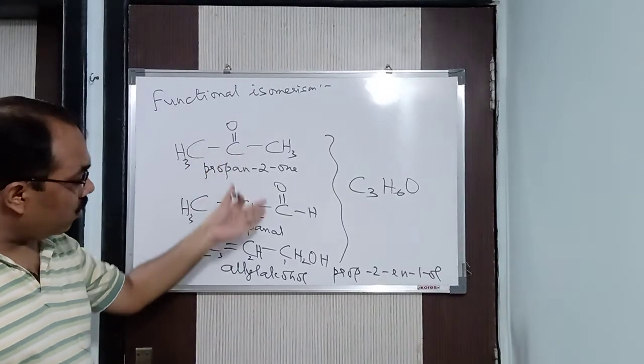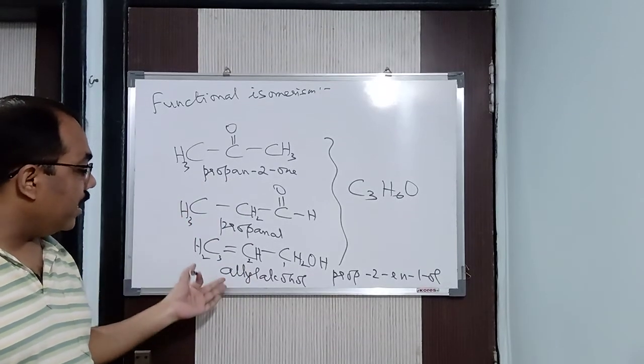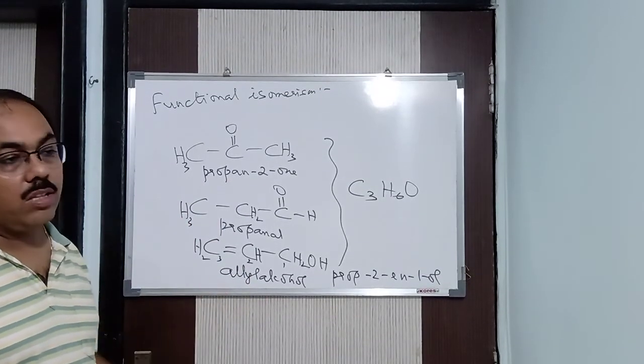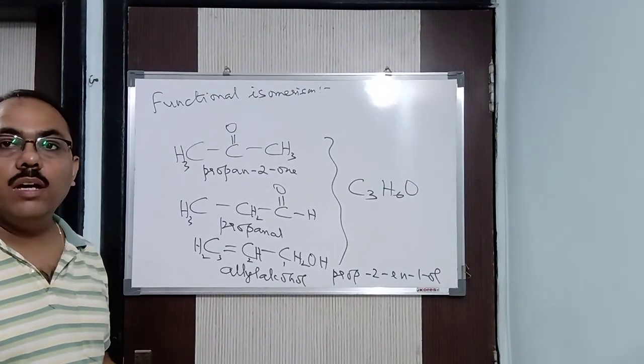Here all are having different chemical properties, because one is a ketone, one is an aldehyde, another is an unsaturated alcohol. Definitely they have different chemical properties. Not only do the physical properties differ, but also the chemical properties differ.